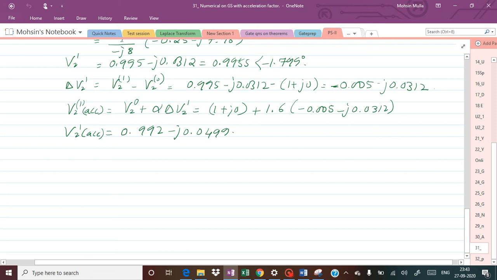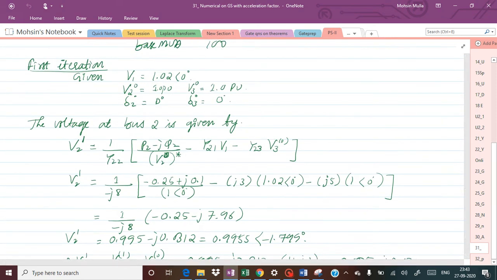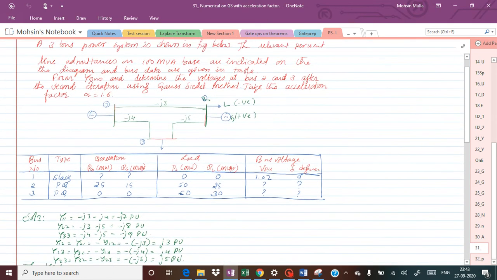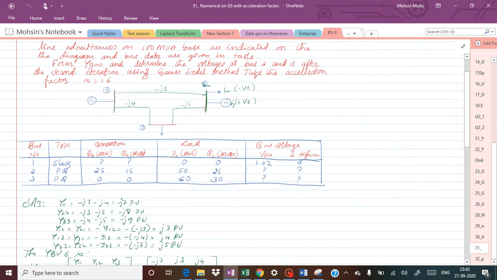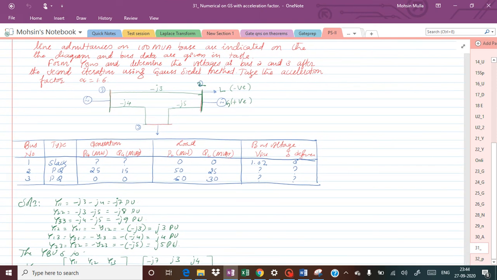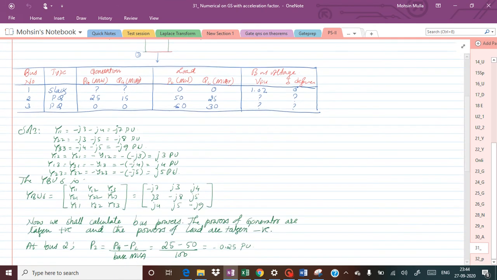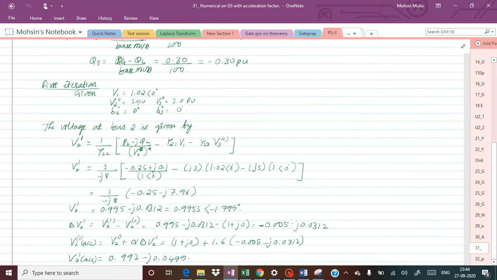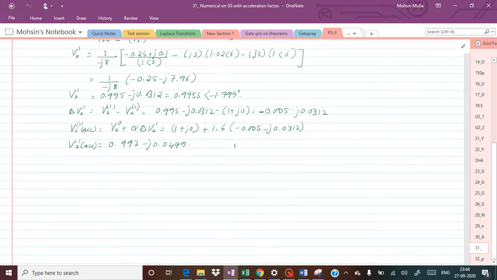Hello friends, welcome back. In this video lecture we are going to continue with the solution of the problem that we had started in the previous video lecture. Here a three bus system was given and we had to carry out two iterations using an acceleration factor. The given two buses are PQ buses, and the active and reactive power values have been given in megawatt and MVAR, which need to be converted into per unit values, which we have done. For the first iteration we also obtained the value of V2 as well as delta 2.